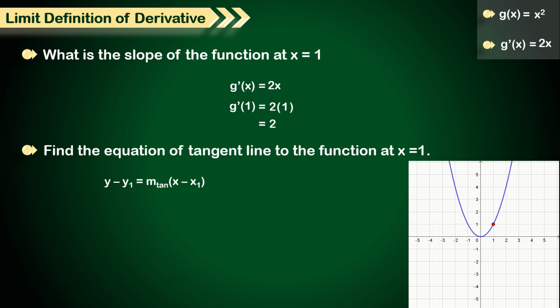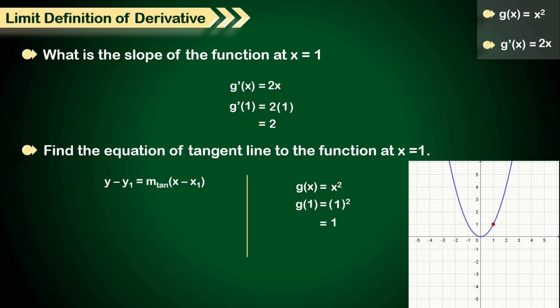To find the y-coordinate, use the original function to solve for it. Substitute 1 to the function. We have g of 1 is equal to the square of 1. Simplify. Then the y-coordinate is 1.